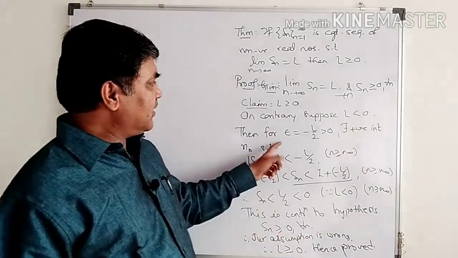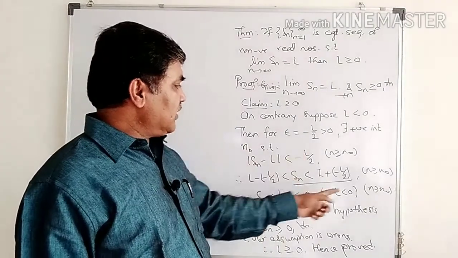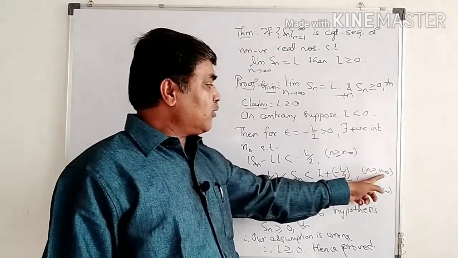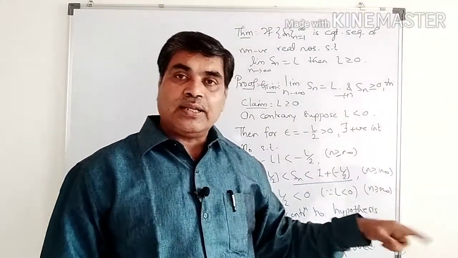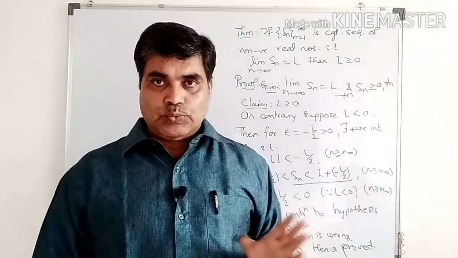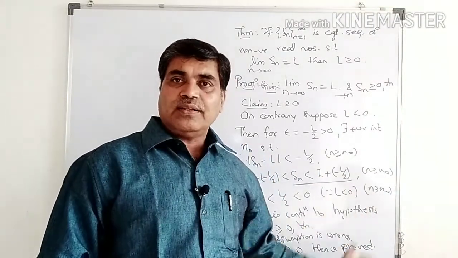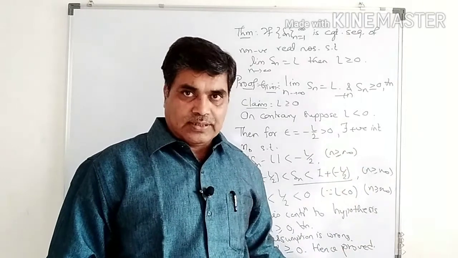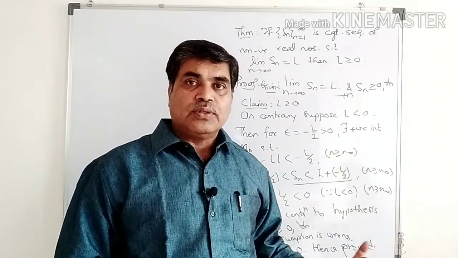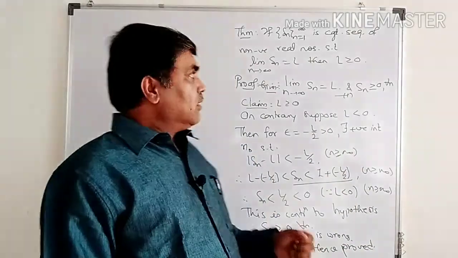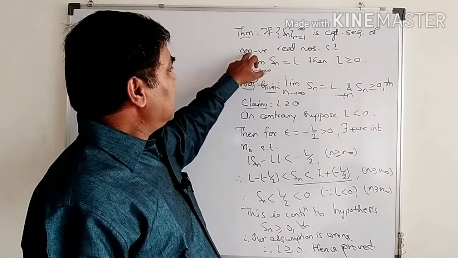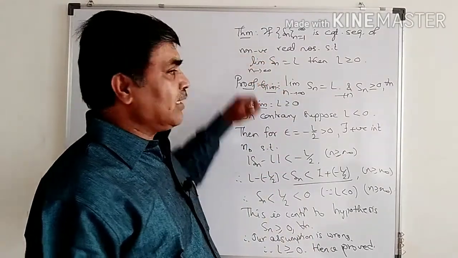While proving the result here, while choosing the positive integer n naught, I'll take n naught greater or equal to 1 lakh also. And we'll get the required result. That is also an important part. I have explained for non-negative real numbers and non-positive real numbers.